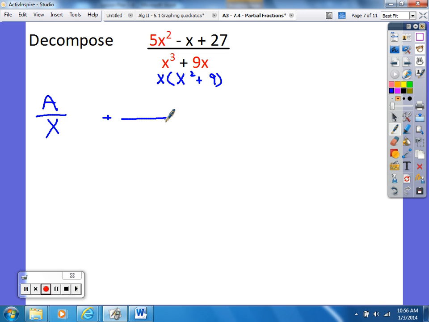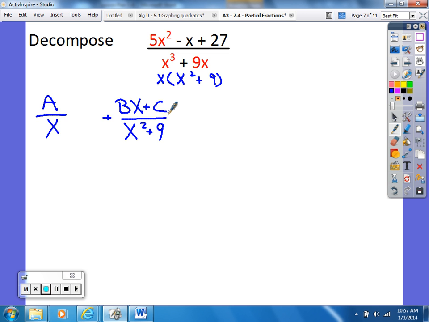So here on the bottom, I'm going to write the x squared plus 9. What's 1 below x squared? It's x, right? So here, I'm going to put bx plus c. I have to go 1 below that, and then I have to go down to the original term. What's 1 below x? Just a number, right? That's why this one is just a number. Since this one had a squared, it gets a bx plus c.